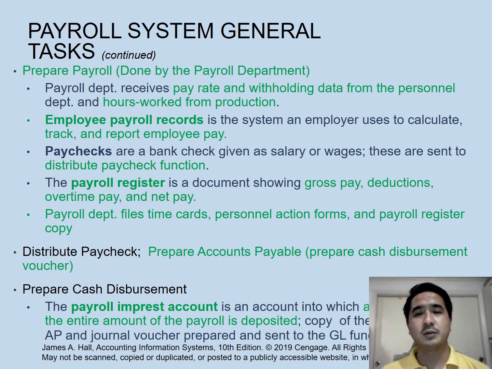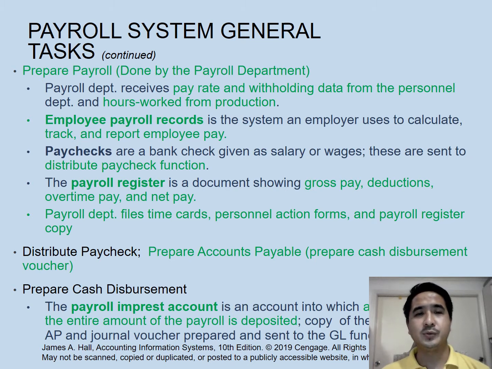And then same with the other departments in the expenditure and revenue cycle. After they perform their tasks, the department files the documents it received from the other departments. In this case, the time cards coming from the production, personnel action forms coming from the personnel, and they also file a copy of the documents it prepared.